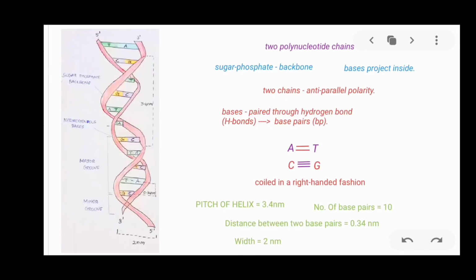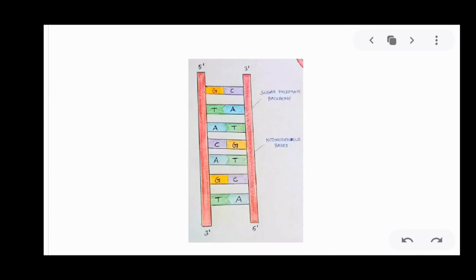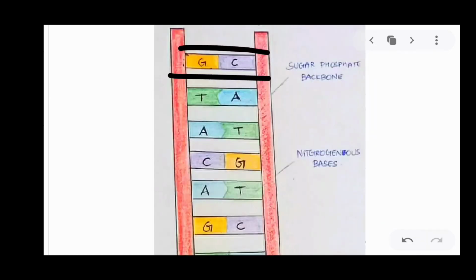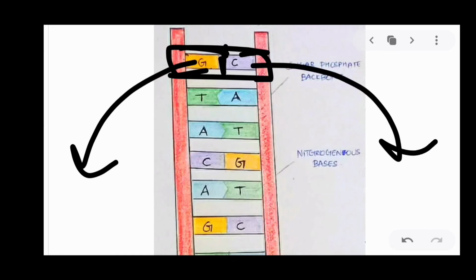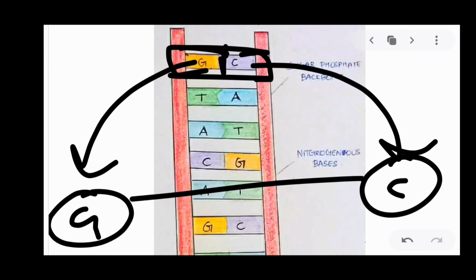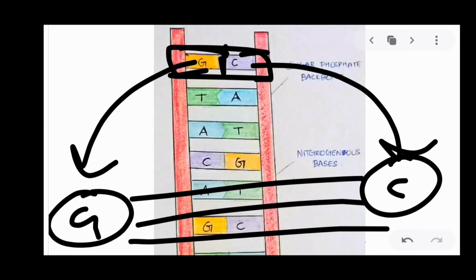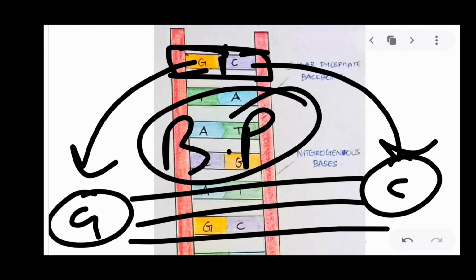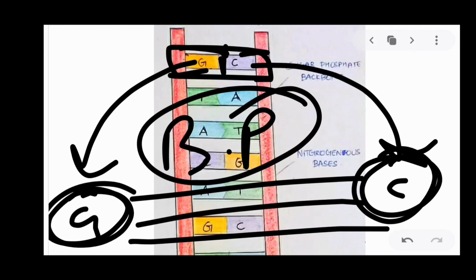The next point is that the bases are paired through hydrogen bonds, that is H bonds, and are then called base pairs. So what does this mean? Here we are seeing two nitrogenous bases that are separated. Just consider they are separated now, like this is guanine and this is cytosine. But when they form a DNA, they form 3 bonds between them, and when these 3 bonds are formed, they are closely bonded, and these 3 bonds are the hydrogen bonds. In that condition we call them base pairs, BP. So this is 1 and this is 1, they combine and become a pair, that is a base pair.